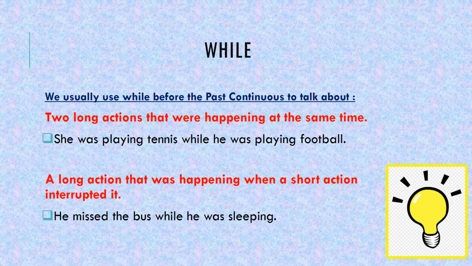While. We usually use while before the past continuous to talk about two long actions that were happening at the same time. They are simultaneous actions or events. For example, she was playing tennis while he was playing football. The two actions were happening at the same time, playing tennis and playing football.